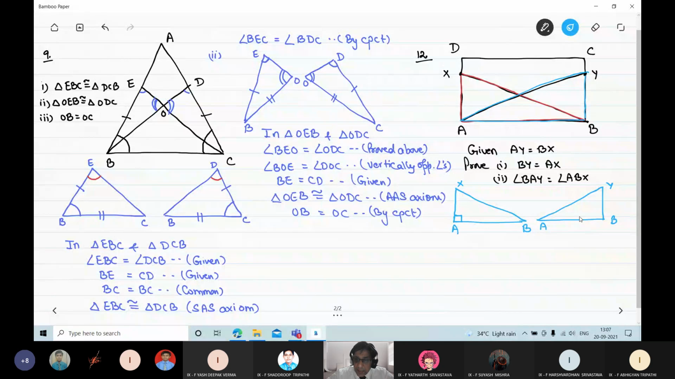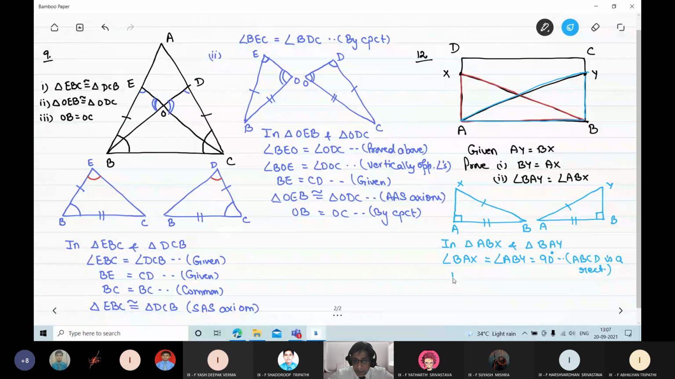Now you see this angle is 90, this angle will also be 90 degrees because it is a rectangle. We know that BX is equal to AY, that is given to us in the question, and AB is equal to AB because that is common. If we draw the figure and draw them separately, we could figure it out. So we can say that in triangle ABX and triangle BAY, angle BAX is equal to angle ABY, which is equal to 90 degrees. The reason, because ABCD is a rectangle. All angles of a rectangle are 90 degrees, so this is a rectangle.